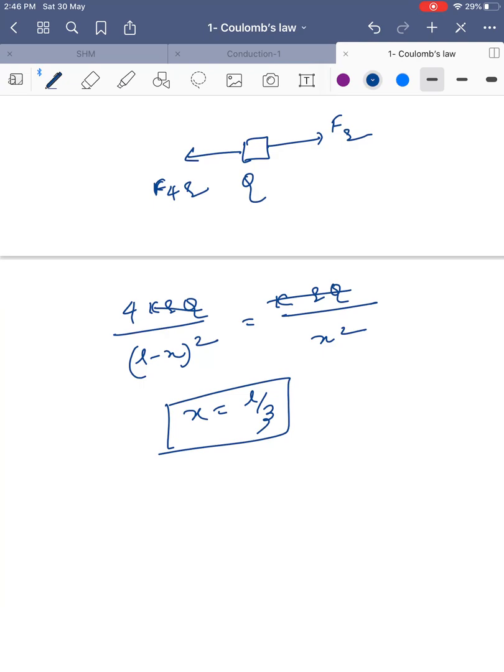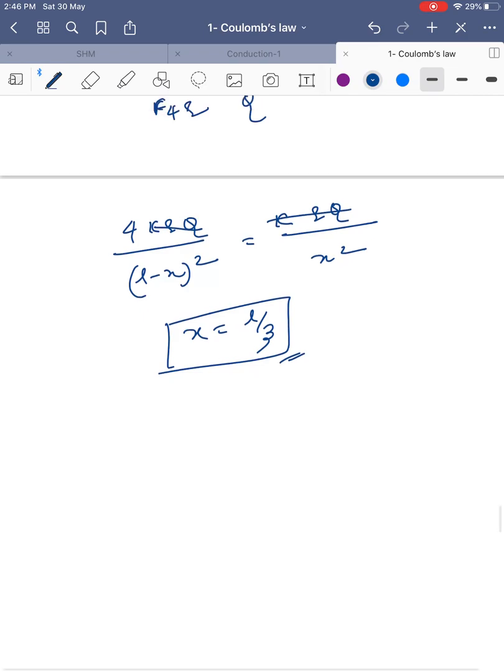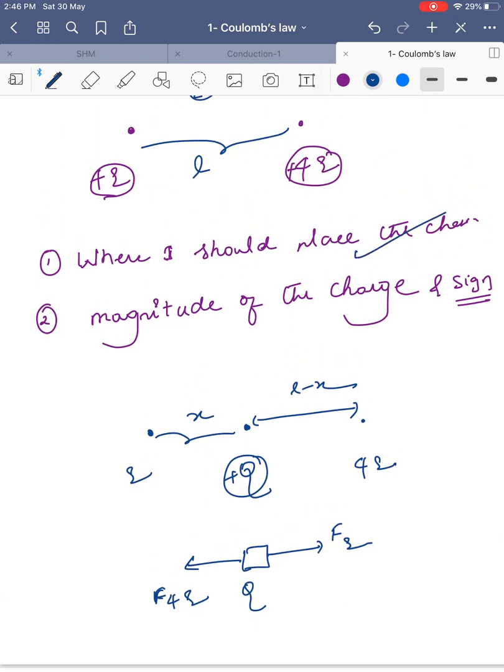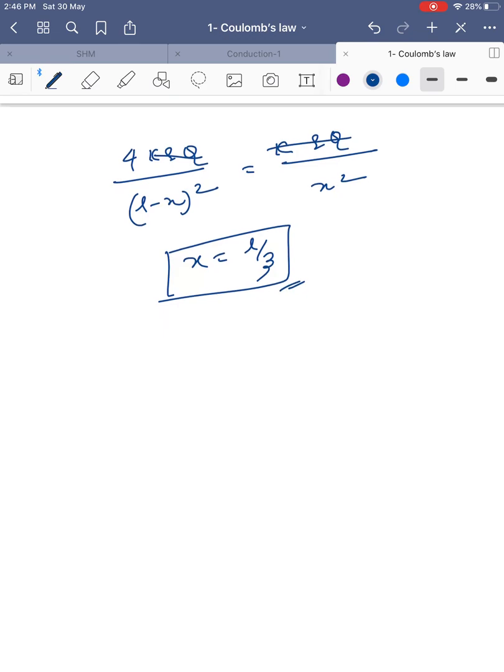After getting this, what do we need to do? First we got the position where we have to place the charge, but we need to know the magnitude of the charge. So we got one solution, where I should place it. Now we need the magnitude and sign for this Q and 4Q, with q placed at a distance L by 3 from Q, and at a distance 2L by 3 from 4Q.